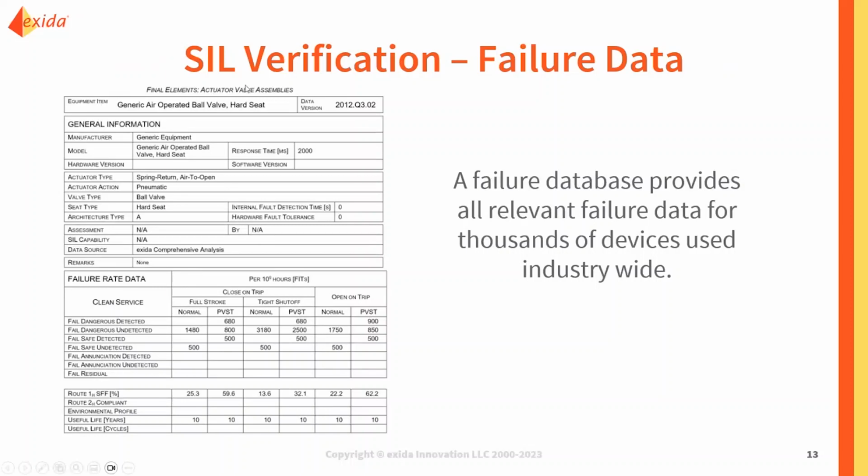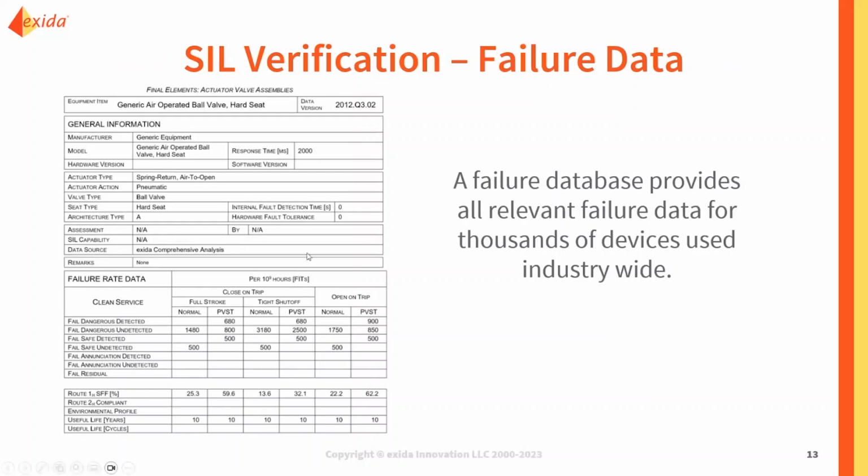So this is just a generic ball valve. And you'll see that there are a few sets of failure rates here. It considers if you are in a clean service application or not, and that just means are you in an application that the device was designed for. It considers if you're opening on trip or closing on trip, if tight shutoff is required, if you're doing partial valve stroke testing or not. And you can see, dependent on those selections that you might be making in the tool, you would get the appropriate set of failure rates.